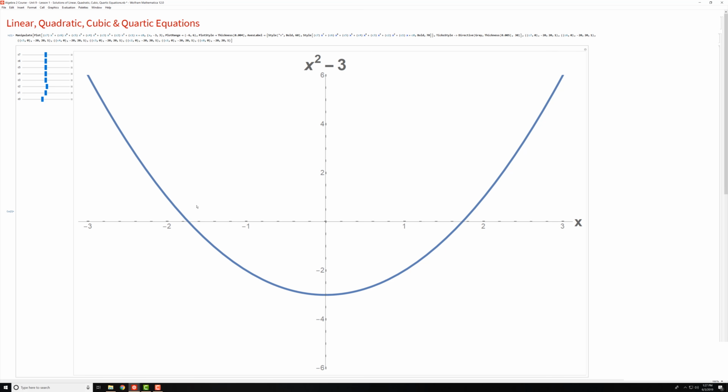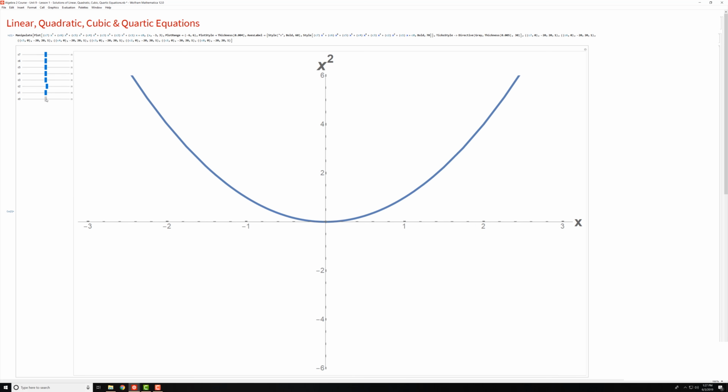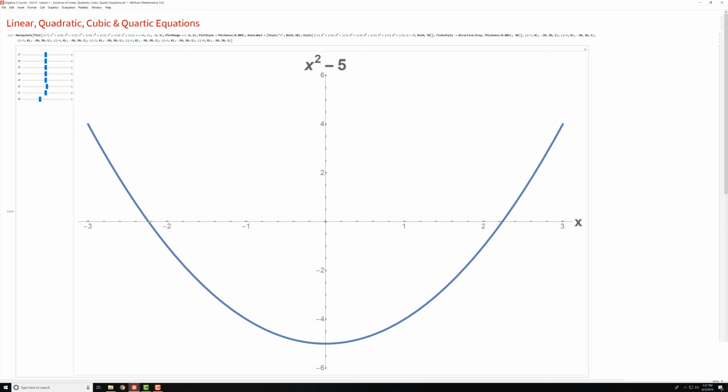And in this case, one root is where it crosses the x-axis here, and the other root is where it crosses the axis over here. So you can see that they're mirror images. Now, as I change the graph a little bit, you can see the crossing points are in different locations, but there are still 2 roots.